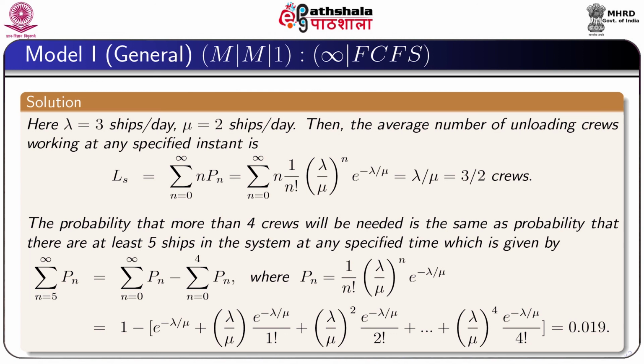The probability that more than 4 crews will be needed is the same as the probability that there are at least 5 ships in the system at any specified time. Therefore, we can write summation n equal to 5 to infinity p_n, which is equal to summation n equal to 0 to infinity p_n minus summation n equal to 0 to 4 p_n, and using the expression for p_n and simplifying, we get this as 0.019.